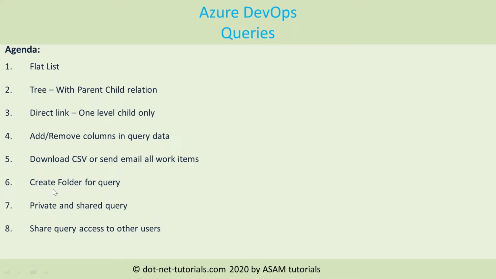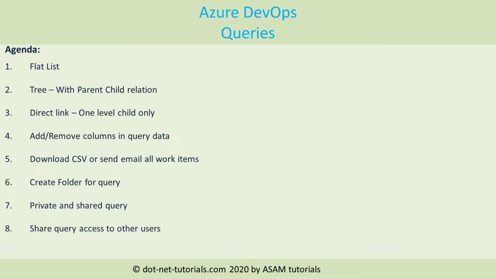The sixth agenda is I'll show you how to create a folder for the queries. Suppose you have a very massive ADO and you are writing hundreds of queries. It is difficult to keep them in a single place. You have multiple projects, so you can organize your queries in separate folders. That way, your queries are in a much more readable format. You can easily identify which query was written for what purpose.